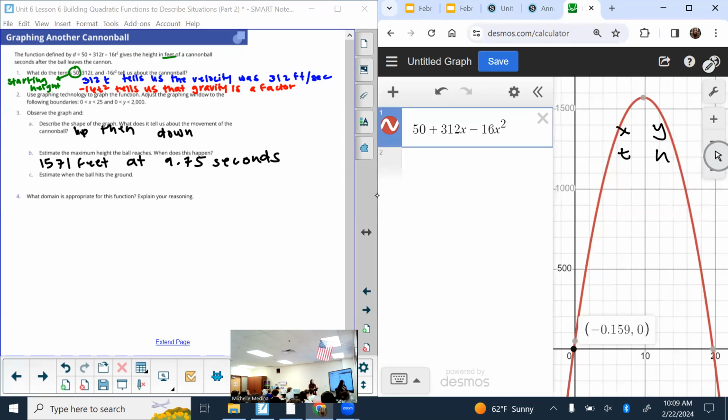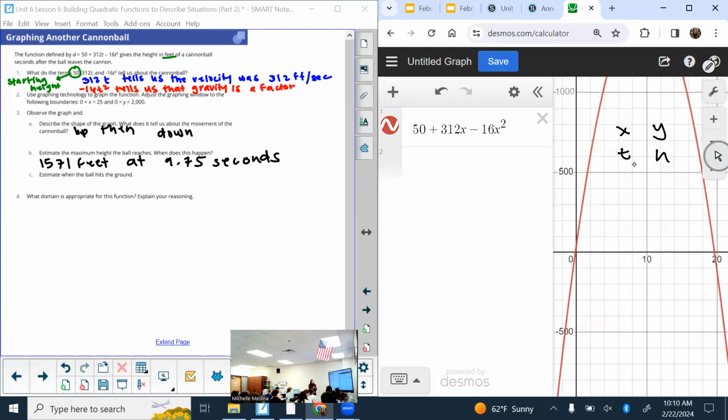Would this one be my answer? Table 7? Let me scroll up. So the x-axis tells us the ground of our story. Does this one make sense? Yeah. Can I have a negative time? No. So don't use that answer, it doesn't make sense because it's negative. Look at my other x-intercept. So it hits the ground at approximately 50 seconds.